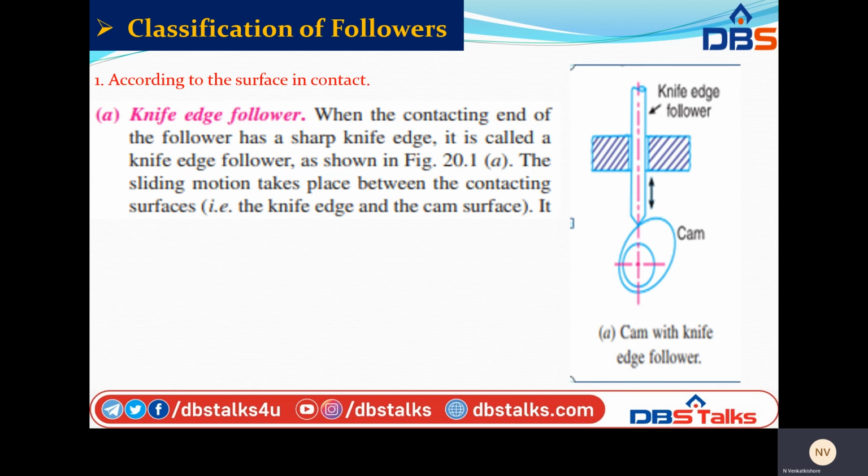In this, a considerable side thrust exists between the follower and the guide. Here the guide is nothing but the two supports we are having. To remember the knife edge follower simply, the follower end is of a knife edge type. That is called a knife edge follower. There is a surface contact, and the sliding motion takes place between these two. That is enough to write in the question.